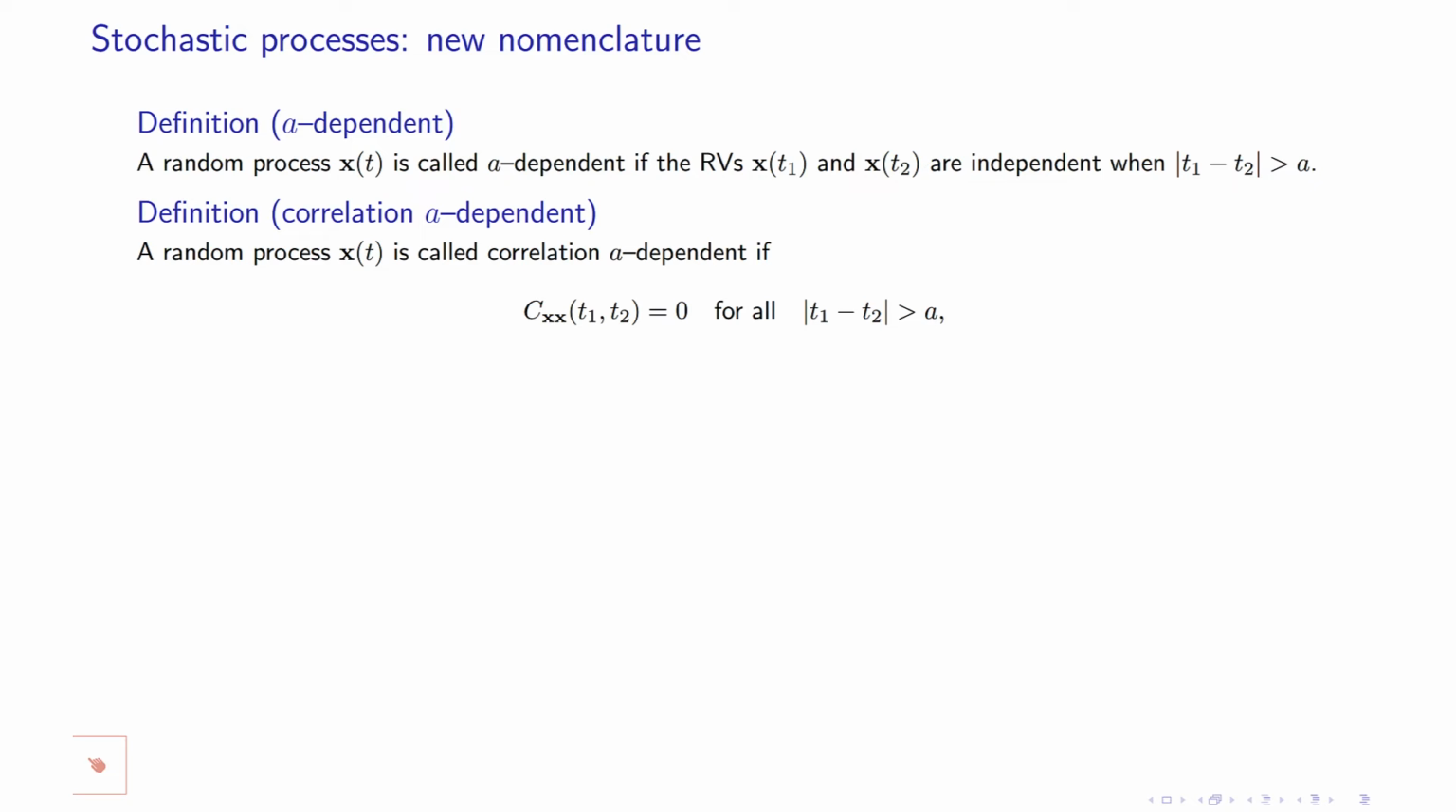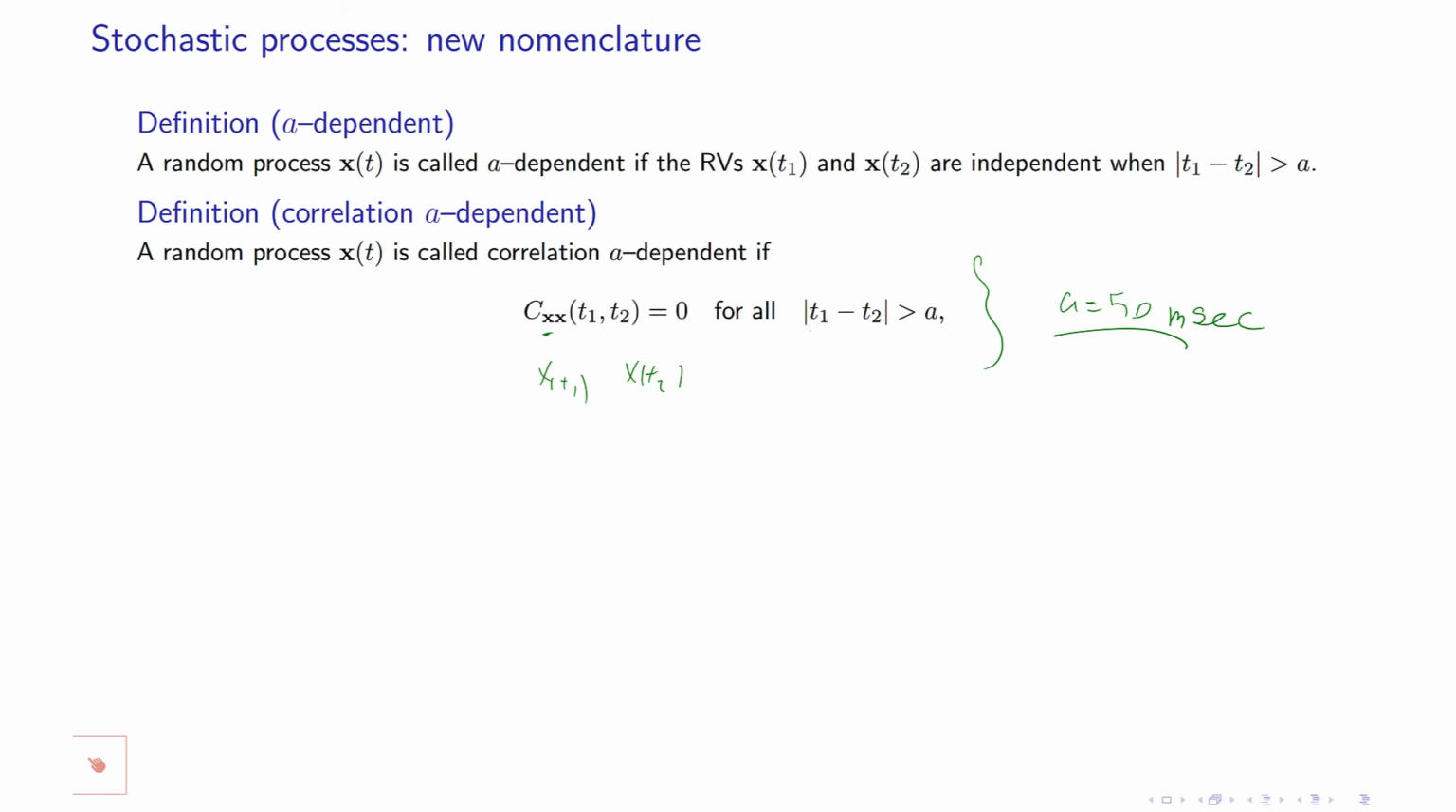correlation a-dependent if any two samples of x of t for large time differences is 0. So we call them correlation a-dependent if the correlation between x of t1 and x of t2 for the cases that the time difference between t1 and t2 is greater than a is 0. For instance, a speech signal for a equal or greater than 50 milliseconds, they are correlation a-dependent. If you calculate any voice signal or music and so on, and if you take two samples apart more than 50 milliseconds, you see that they are uncorrelated.